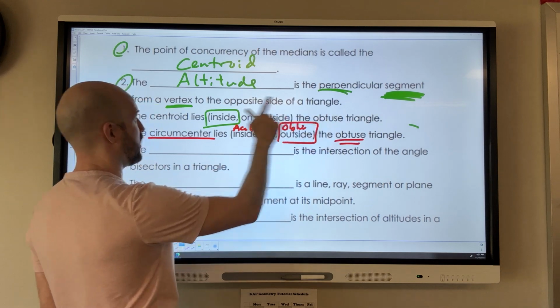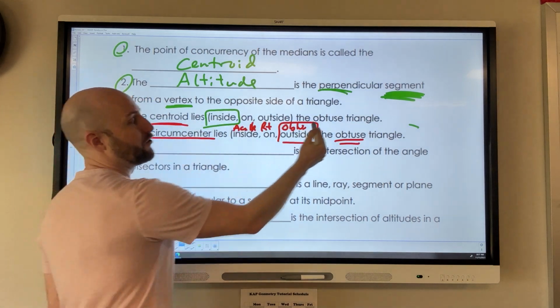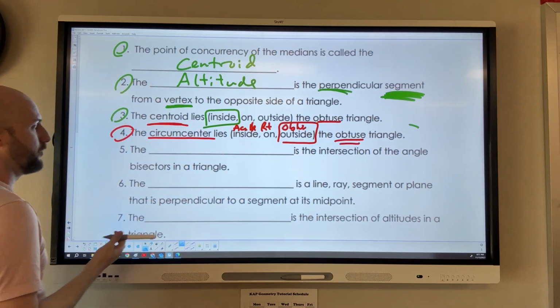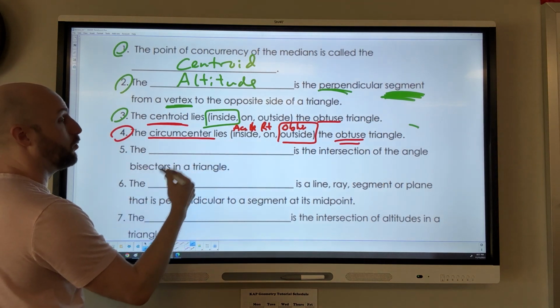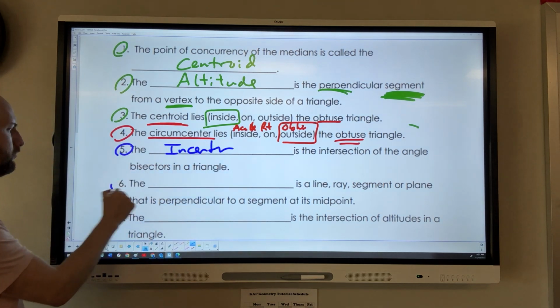If it's a type of triangle center like the centroid, where it's always inside, then they're trying to confuse you into thinking, ooh, obtuse is outside. Be like, just kidding. For this one, they're all on the inside. Okay, number 4, the blank is the intersection of the angle bisectors. So when all the angle bisectors meet, that one is called the incenter.